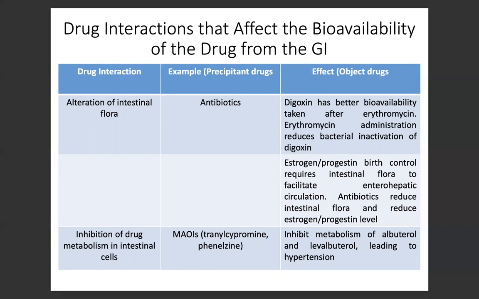Another, inhibition of drug metabolism in intestinal cells. We have your monoamine oxidase inhibitors, your tranylcypromine and phenelzine. So this one inhibits metabolism of albuterol and salbutamol, leading to hypertension.